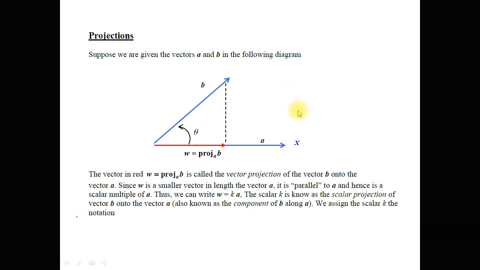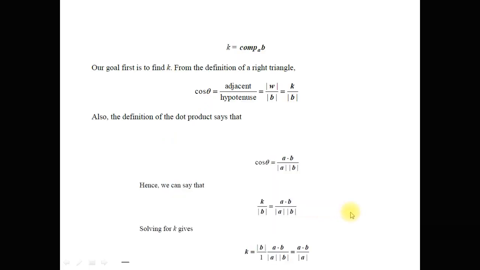You see over here in the previous slide, W is equal to kA. The scalar k is known as the scalar projection of vector B onto the vector A, known as the component of B along A. So cos theta, adjacent side divided by hypotenuse, is equal to the magnitude of W divided by the magnitude of B, and this is equal to k divided by the magnitude of vector B. The magnitude of W is equal to k, and the magnitude of B is as it is.